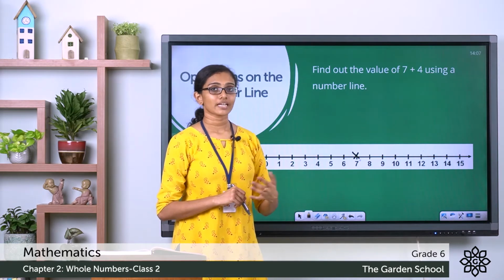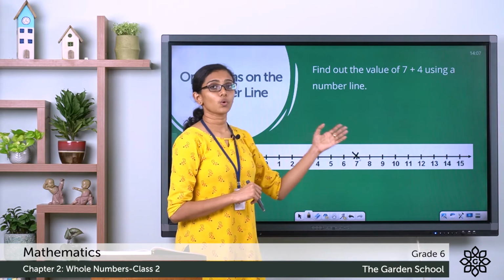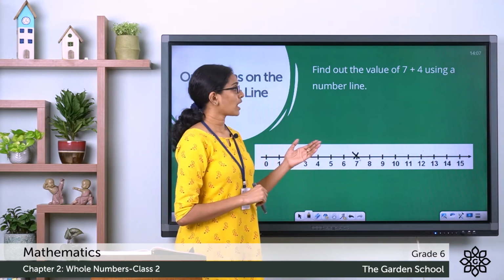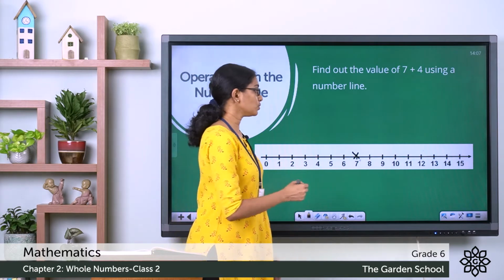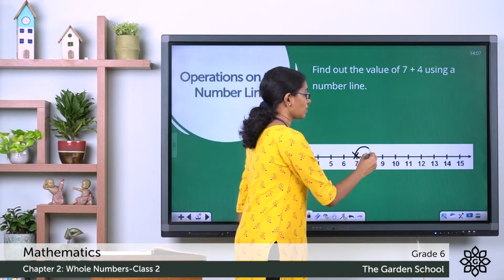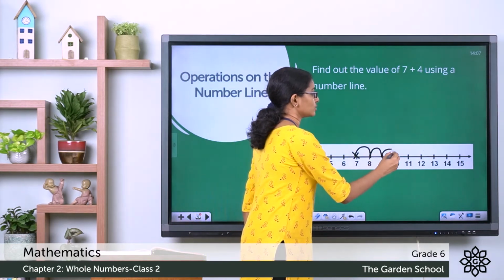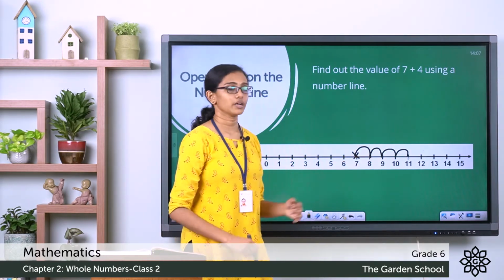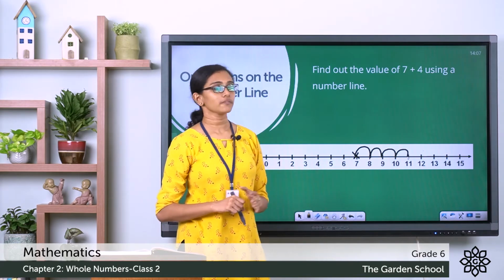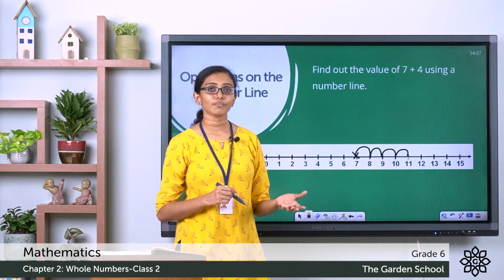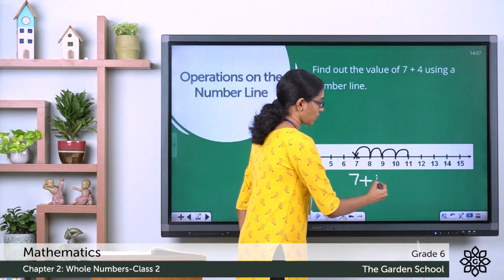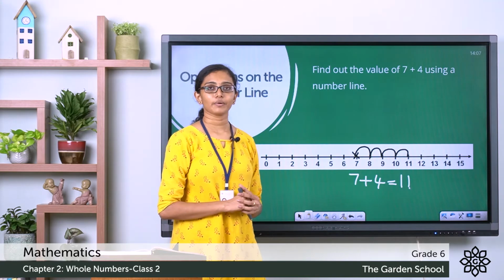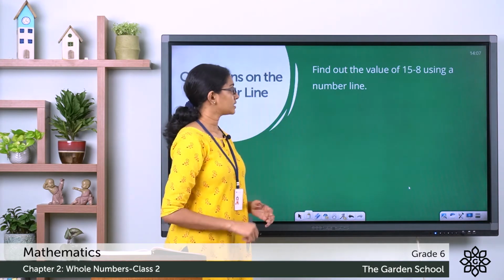While doing addition on a number line, you have to jump forward or jump towards the right to add up the numbers. So when you have to add 4 to 7, what you have to do? Starting from 7, jump 4 points. 1, 2, 3, 4. So where have you reached? You have reached the point 11. So that gives you the sum of 7 and 4. So what is 7 plus 4? 7 plus 4 is equal to 11. We found out the sum using the number line. Now let's see one other example.